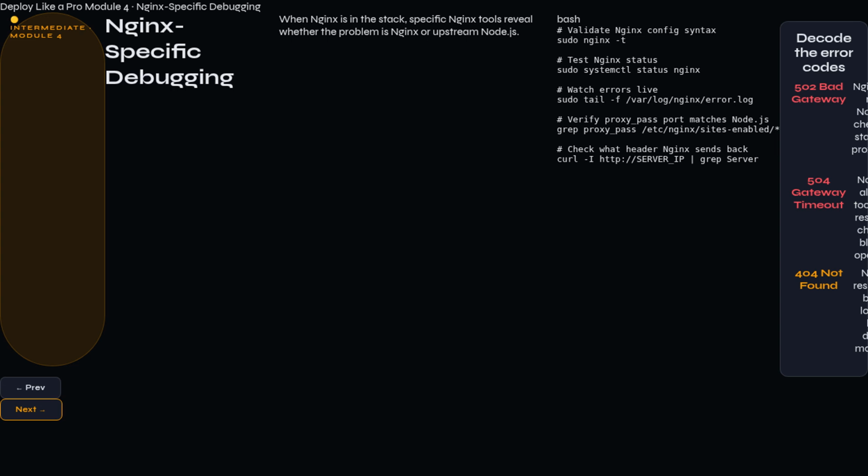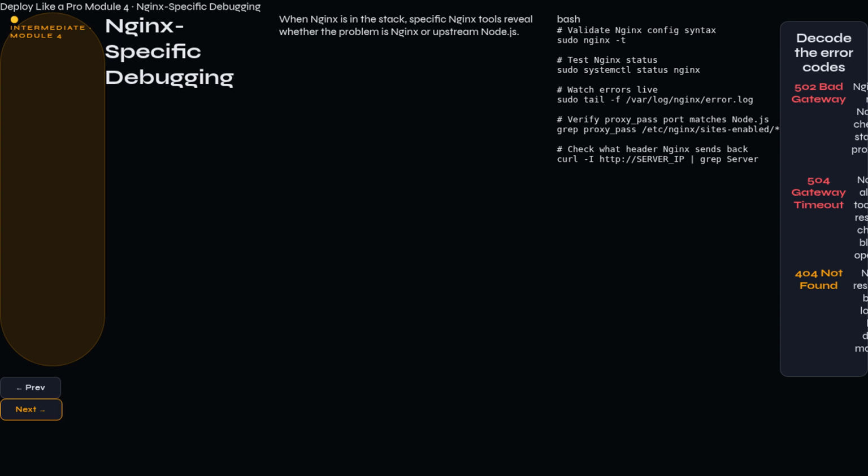Connection refused at proxy level: sudo curl http://localhost:3000 from the server. Does it work? If not, Node.js isn't listening on port 3000. Checking what port proxy_pass is using: cat /etc/nginx/sites-enabled/yoursite. Look at the proxy_pass line. Confirm the port matches where Node.js is actually listening.